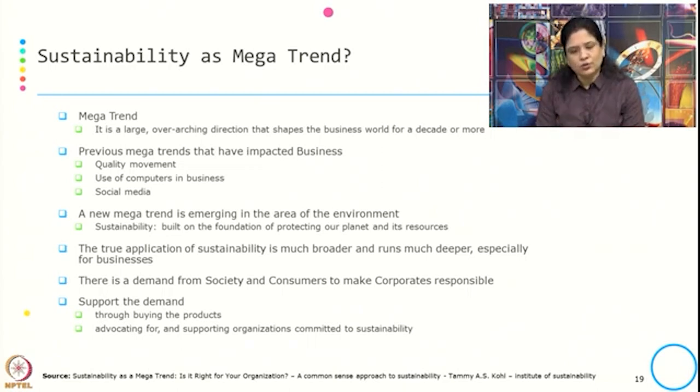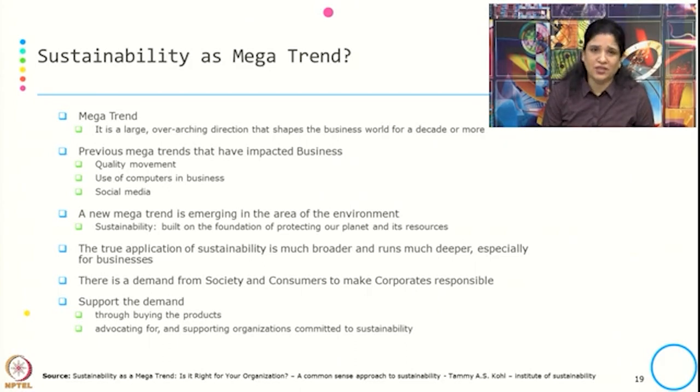Now, according to the study of Cole, published in the book Sustainability as a Mega Trend: Is It Right for Your Organization? That is a common sense approach to sustainability. He opined that a new mega trend is emerging in the area of environment, that is sustainability. And this sustainability is built on the foundation of protecting our planet and its resources. However, the true application of sustainability is much broader and runs much deeper, especially for businesses.